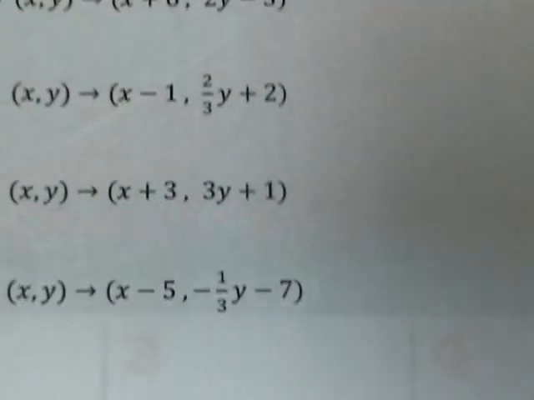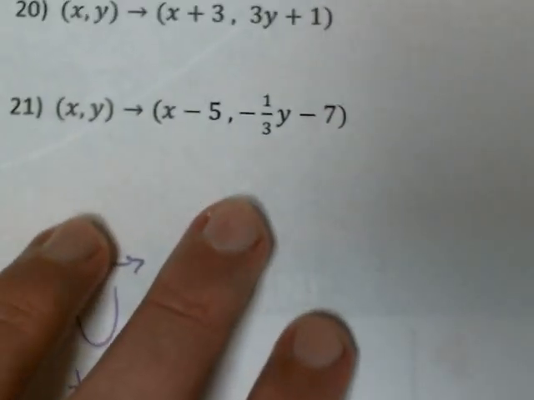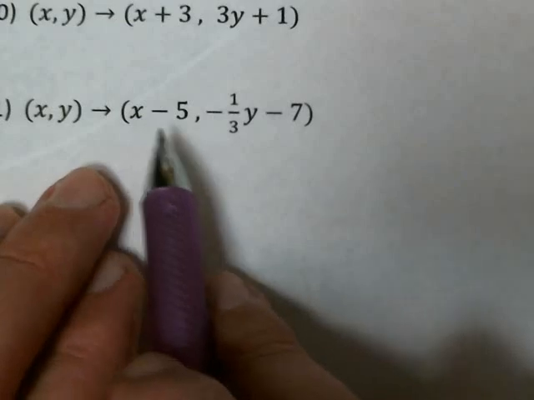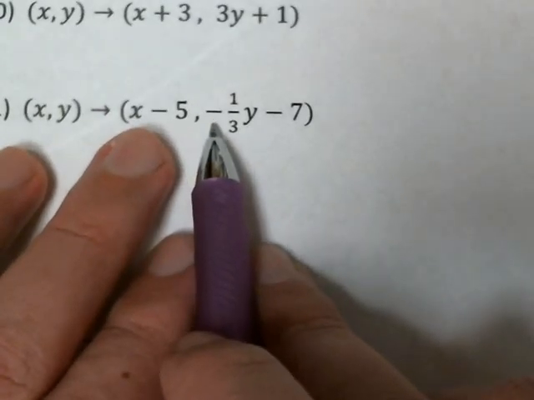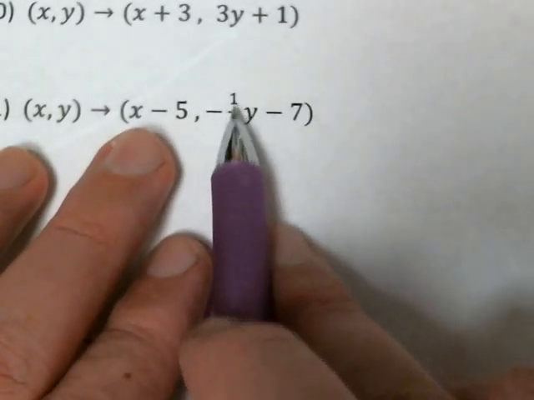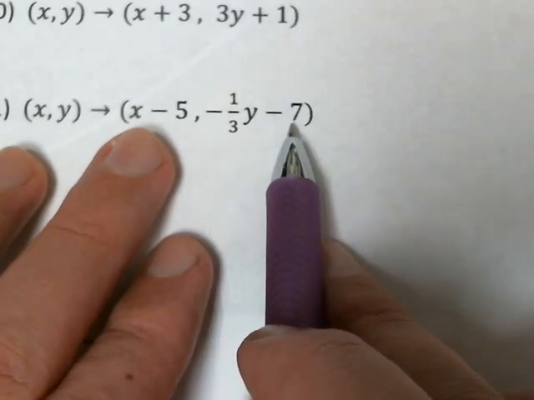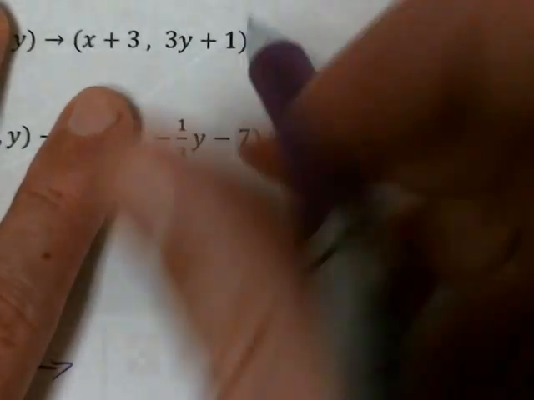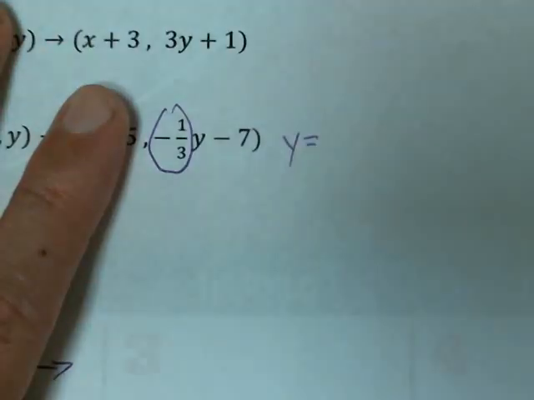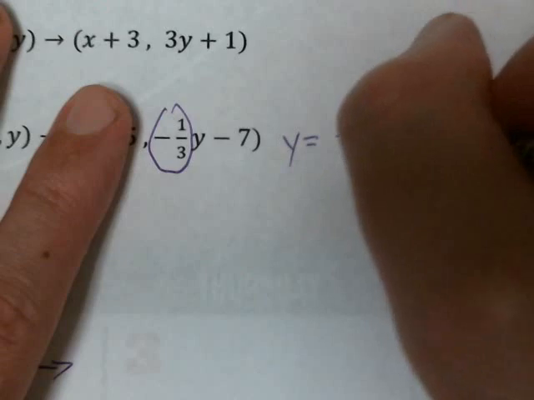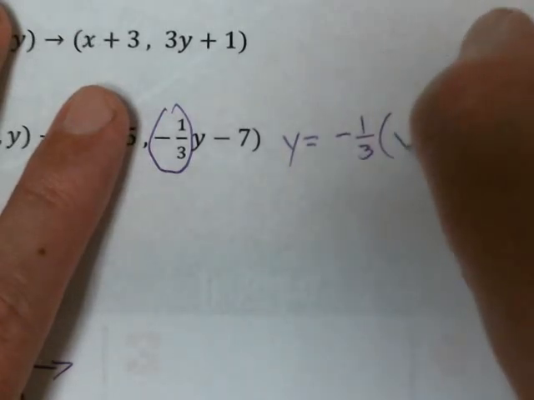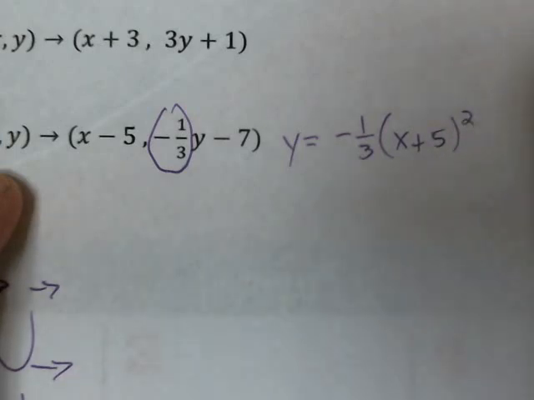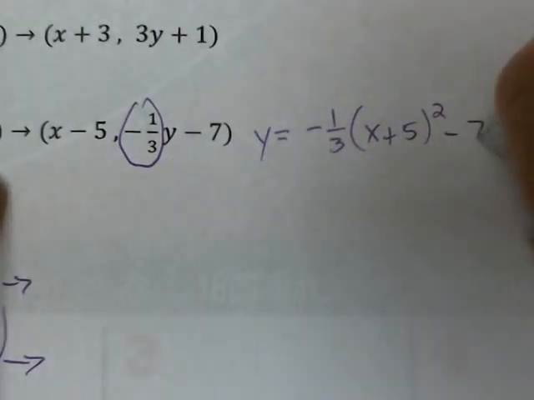I'll do another one with you. Let's take a look at number 21 here. So what am I doing? I'm taking all of my x's and I'm subtracting 5. I'm taking my y's, I'm reflecting them. I'm shrinking them by 1/3, and then I'm shifting them down 7. So this one is going to be y equals, start with the y's. This little piece right here is just what goes in front. That's just basically your a. So I've got negative 1/3, parentheses, x, and then what I'll do here, change the sign, x plus 5, quantity squared, and then what am I doing? I'm shifting everything down 7.